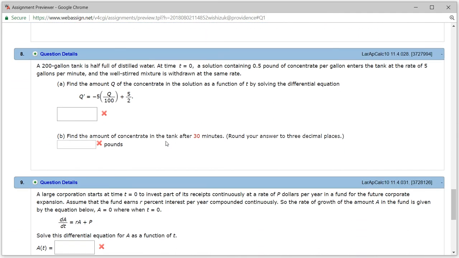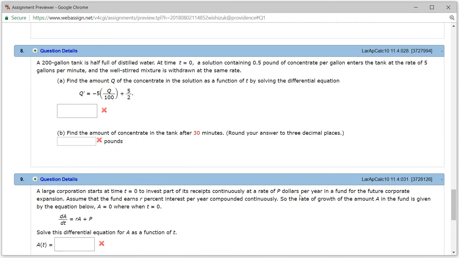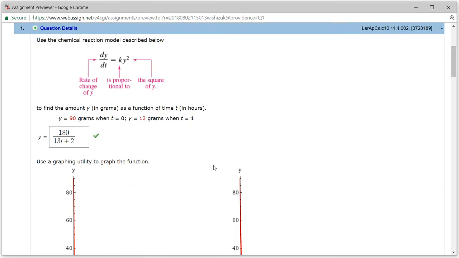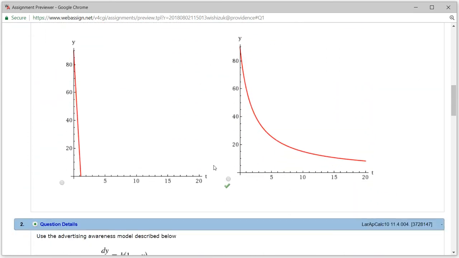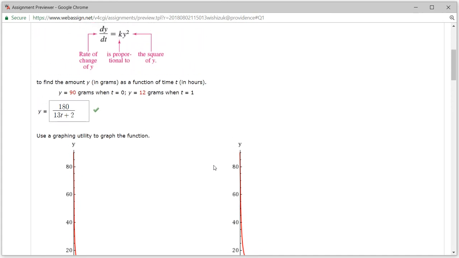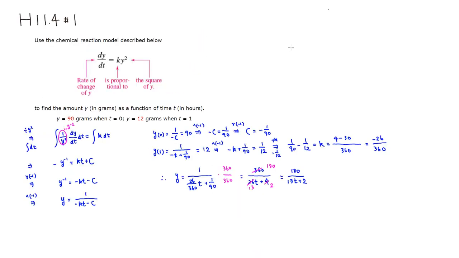Let's check the answer. Submit for testing. It came back and it looks like we got this one correctly as well. That's it. I hope that this was clear.